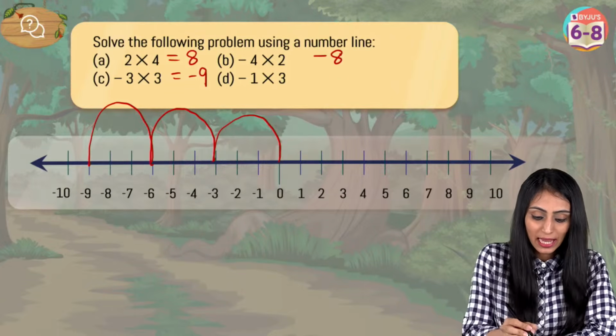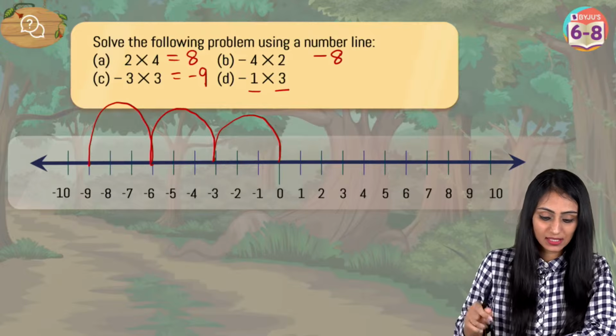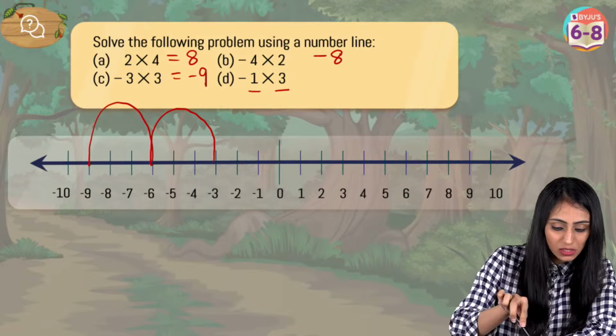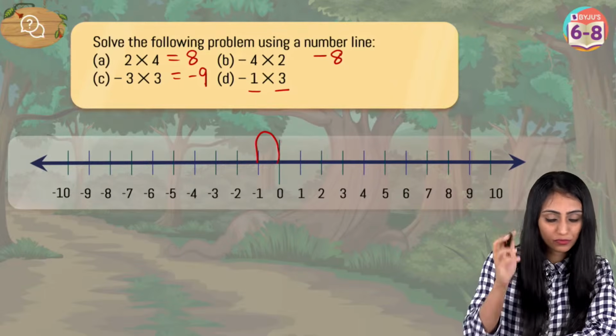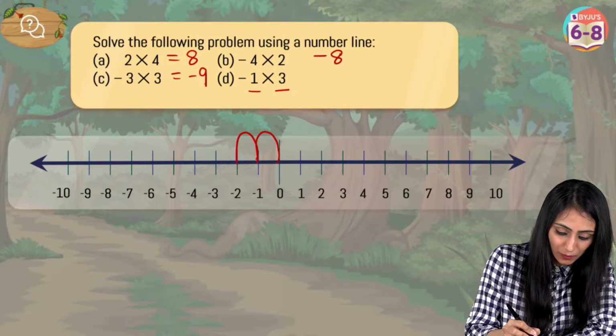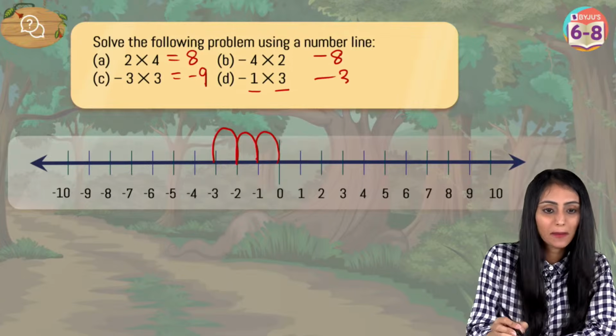We will do that. Minus 1 times 3. Yes, minus 1 times 3. Minus 1 times 3, I'll be using the negative side again. So minus 1, I'll make a group of 1, times 3, I reach here. That's going to be minus 3.